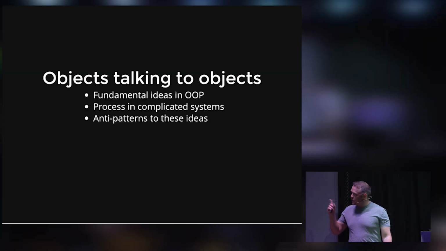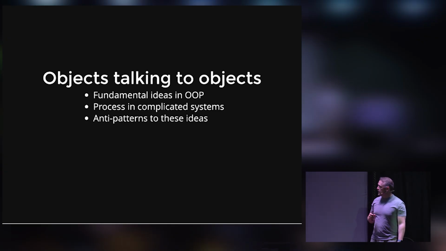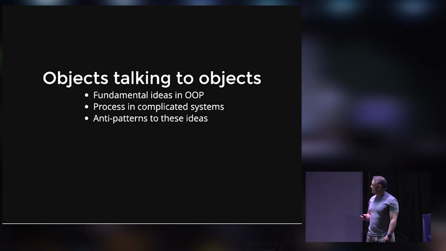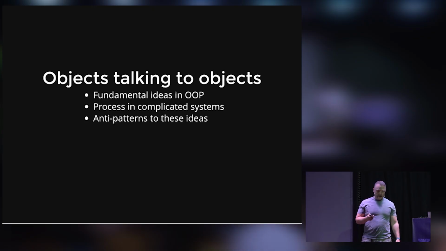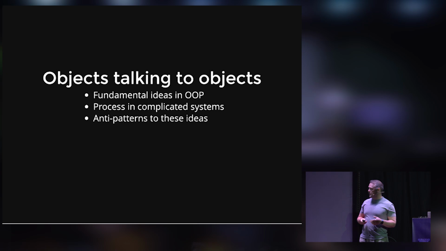At least in theory. I'd like to talk about some of the ways that nature builds and what we can learn from it. But I'm not going to use anything quite so complicated as the universe as my example. So my talk is called Objects Talking to Objects. And I'd like to go over some of the fundamental ideas from object-oriented programming. And I'll use that as a basis then to talk about process in complex and complicated systems, and then touch on some of the anti-patterns that I think violate these ideas.